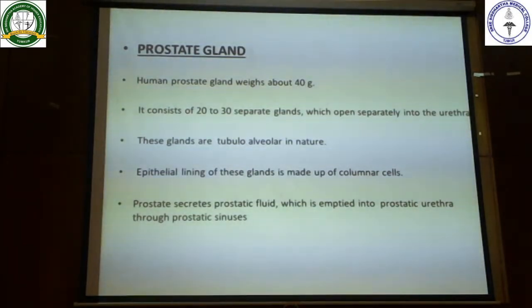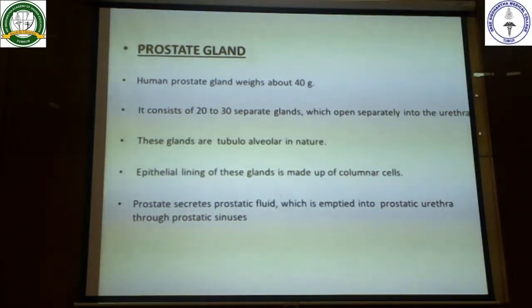Now coming to this prostate gland, it weighs about 40 grams, and it consists of about 20 to 30 separate glands which open separately into the urethra. And these glands are tubulo-alveolar in nature, and they are lined by epithelial cells, that is columnar cells. They are columnar cells in nature.